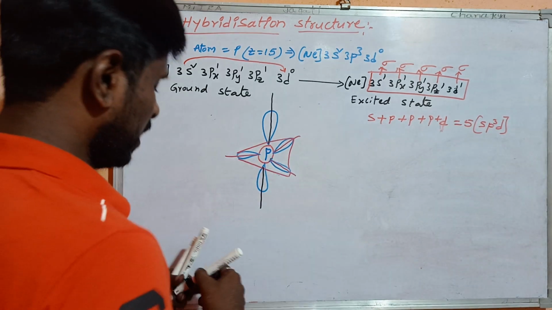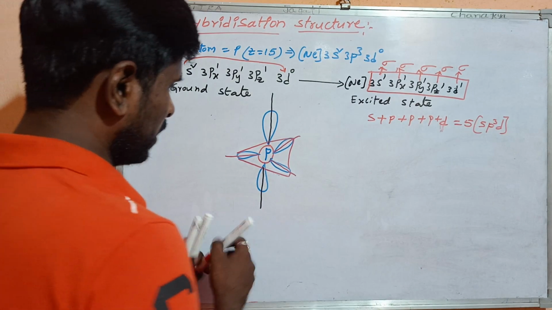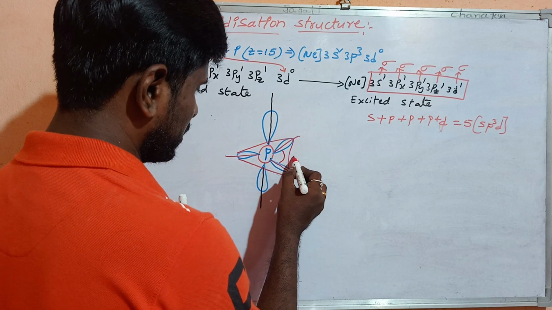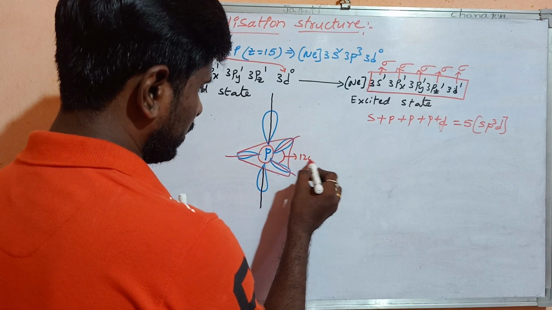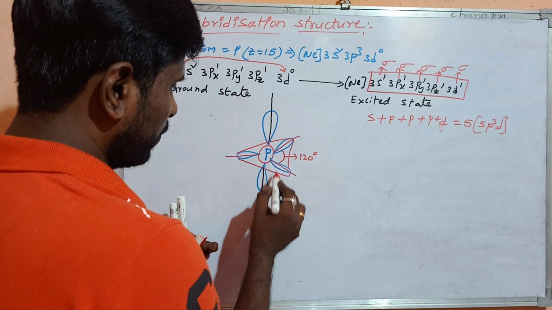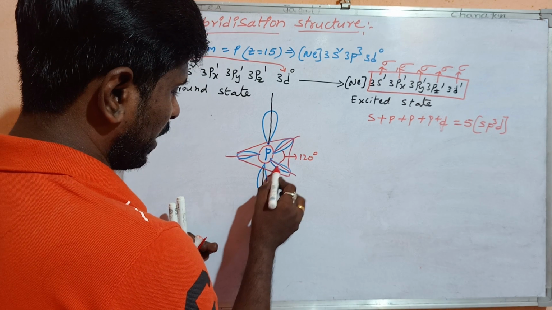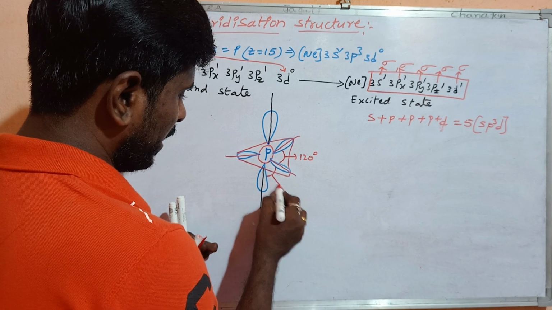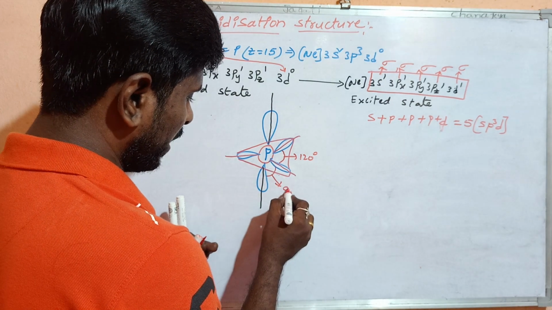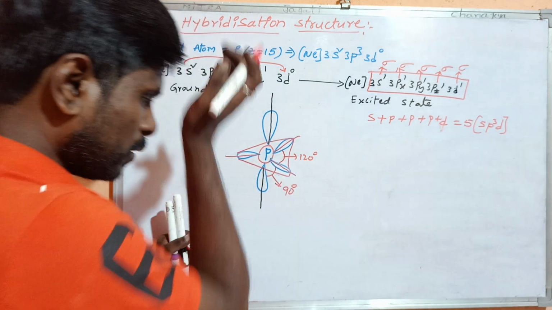The bond angle between two equatorial orbitals is 120 degrees. The bond angle between an equatorial and an axial orbital is 90 degrees. Axial and equatorial are 90 degrees.